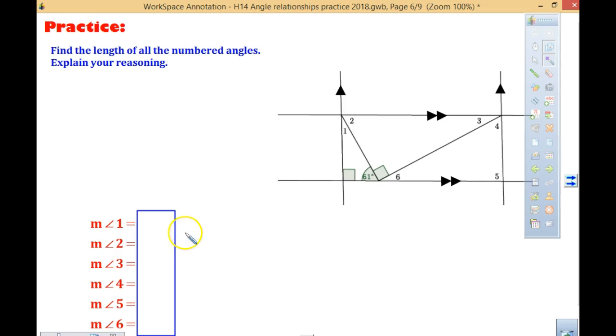This last picture, you are asked to find the angles and explain. So behind is where we're going to put our explanation. First off, this is telling us that we have an angle that's 90, and this is 90, and this one is 61. So what do I know about angle 1? Angle 1 has to be how many degrees?